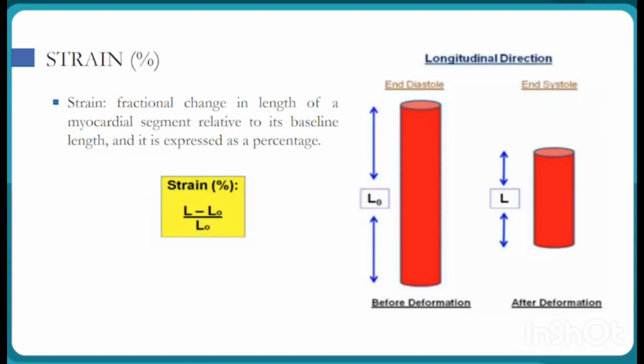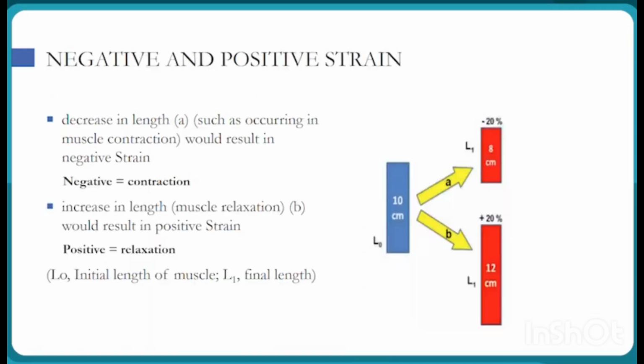Then there is also strain percentage, that is, the fractional change in length of a myocardial segment relative to its baseline length, expressed as a percentage. If at end diastole L0 is the length before the deformation, and L is the final length of the myocardial fiber at the end of systole, then the strain percentage is given by L minus L0 upon L0.